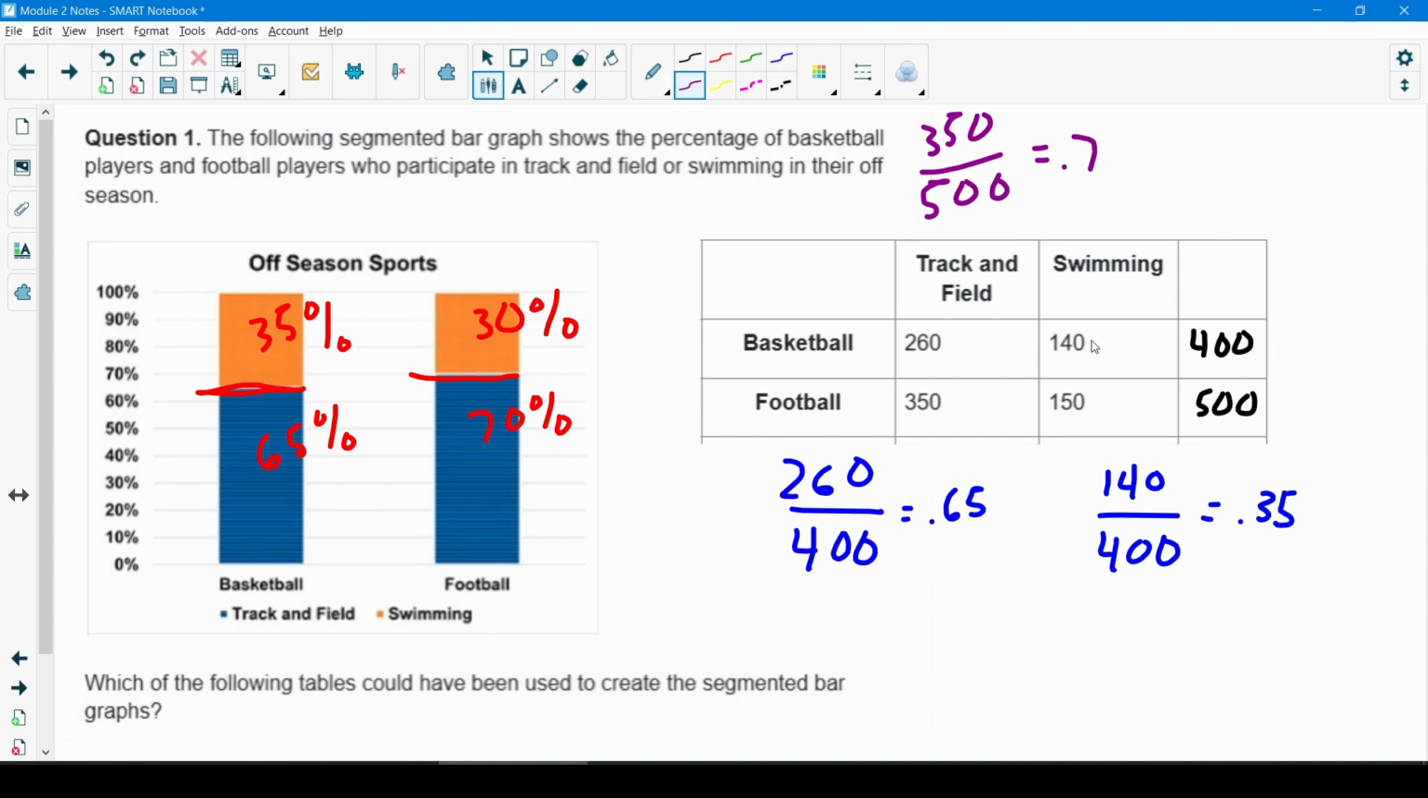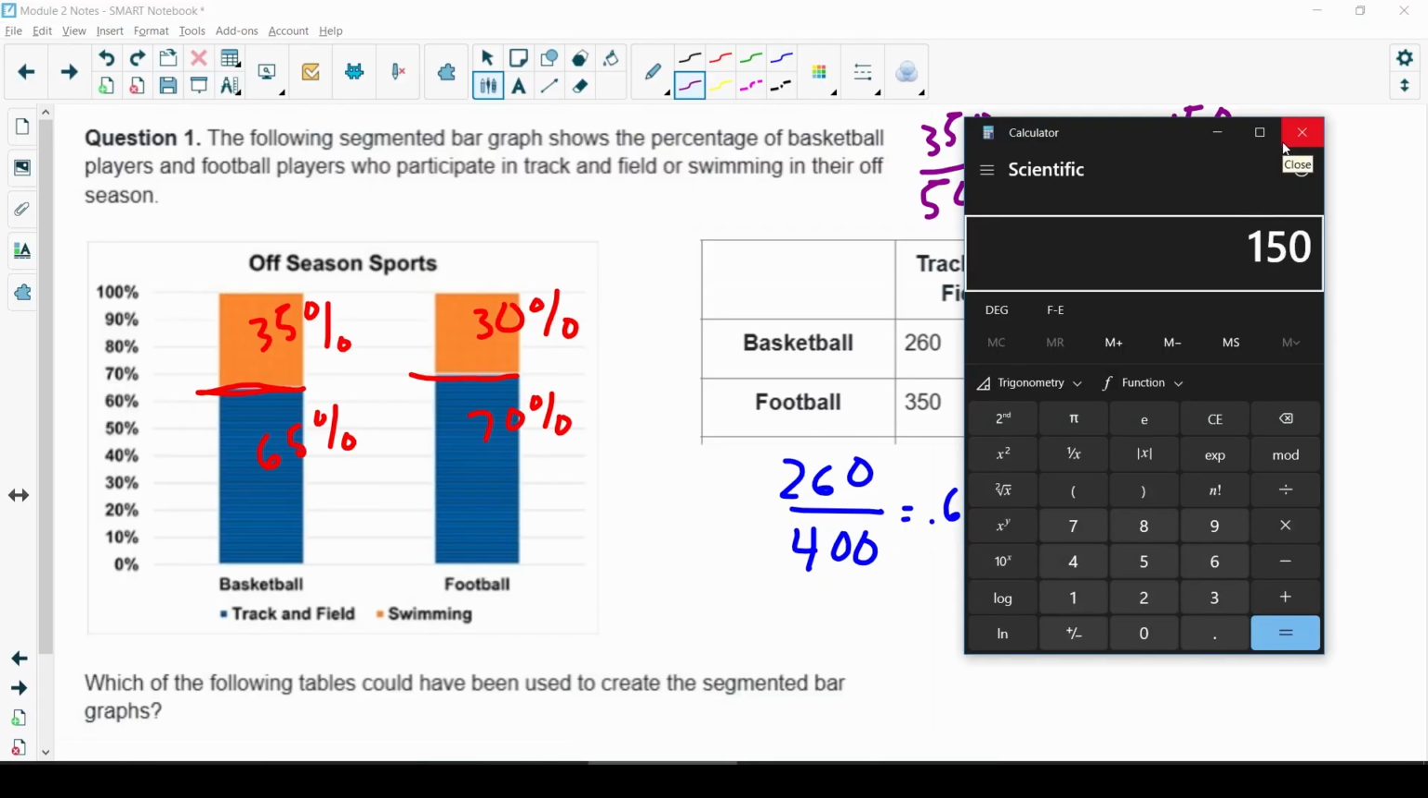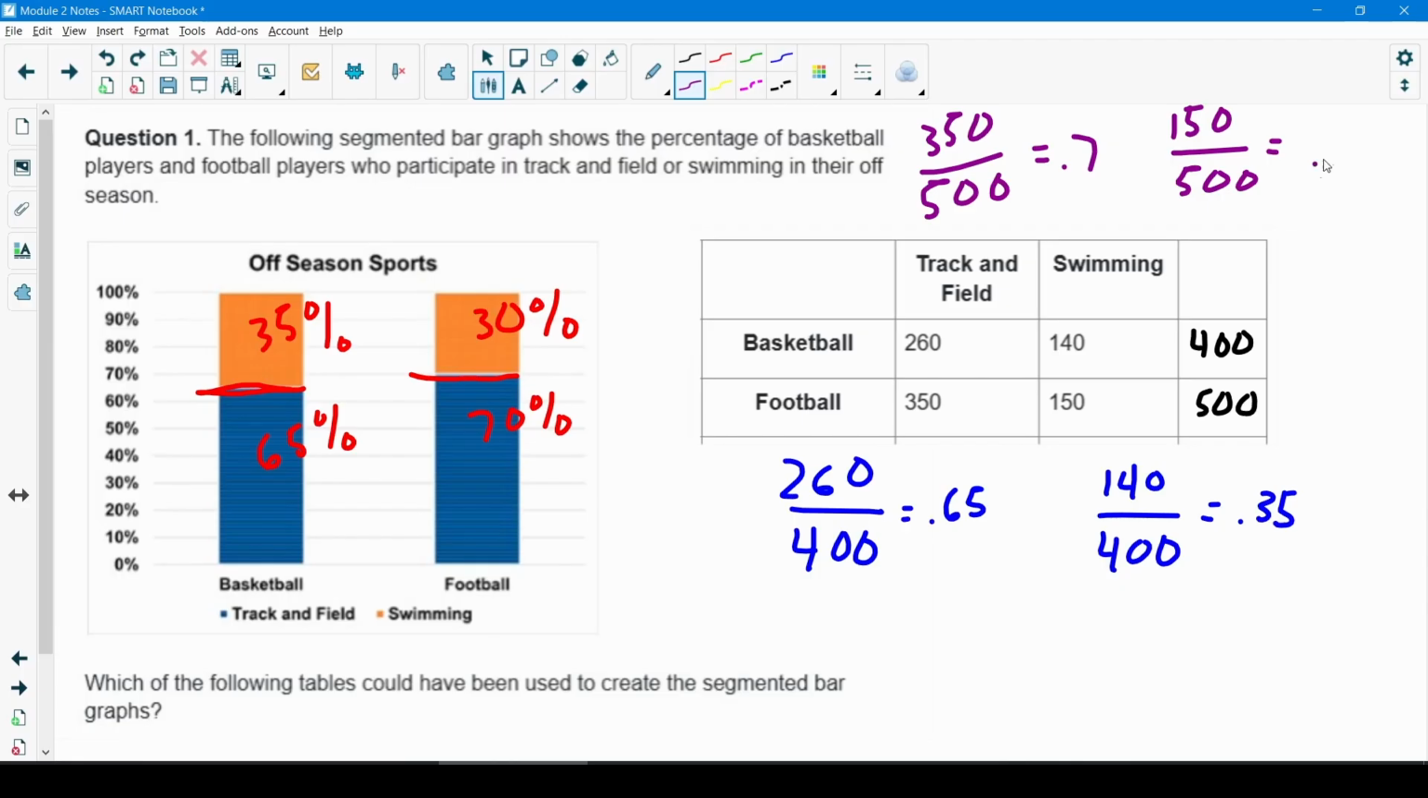And for the last one, 140, no, I'm sorry, 150 divided by 500. That gives me 0.3 or 30%. So now I can see all these percents, they match with all the decimals over here. This must be the correct table.